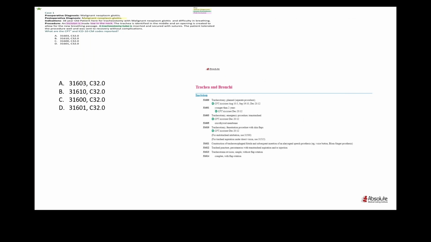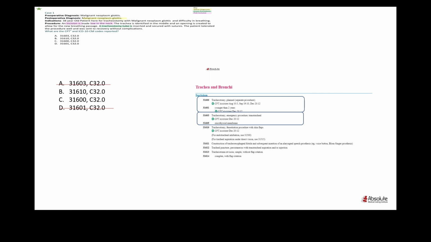Now let's start the process of elimination. Option D is wrong. That is coding for 31601, which is for tracheostomy planned younger than 2 years. So what's the age of the patient? It's a 38-year-old patient in the scenario, so it's not younger than 2 years, which means option D is incorrect.